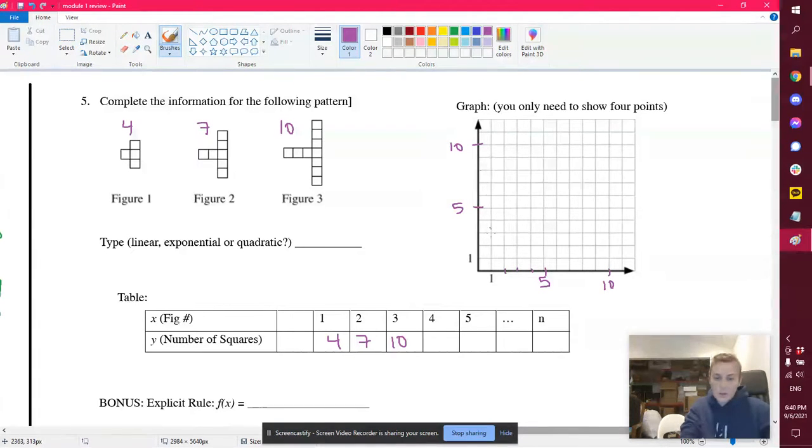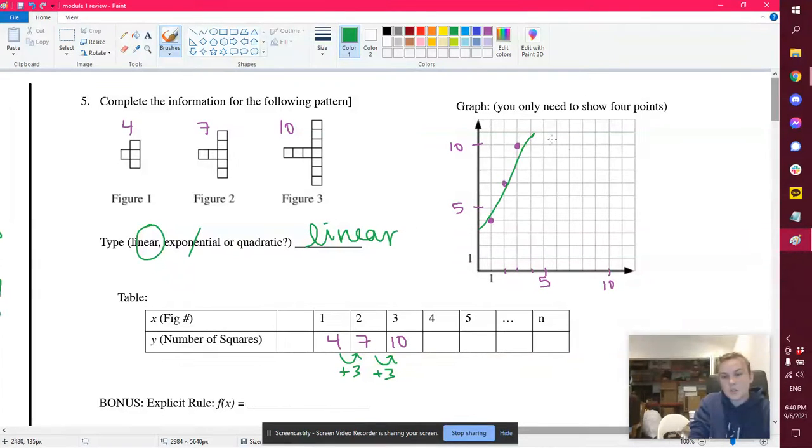I'm going to graph it. So 1 goes up to 4, 2 goes up to 7, 3 goes up to 10. This one goes up to, well, we don't know yet. We say this isn't multiplied by the same thing, but we are adding 3 both times, so it is linear. It also looks like a straight line, right? If we're adding 3 both times, now we can finish out this pattern and get 13 and 16.